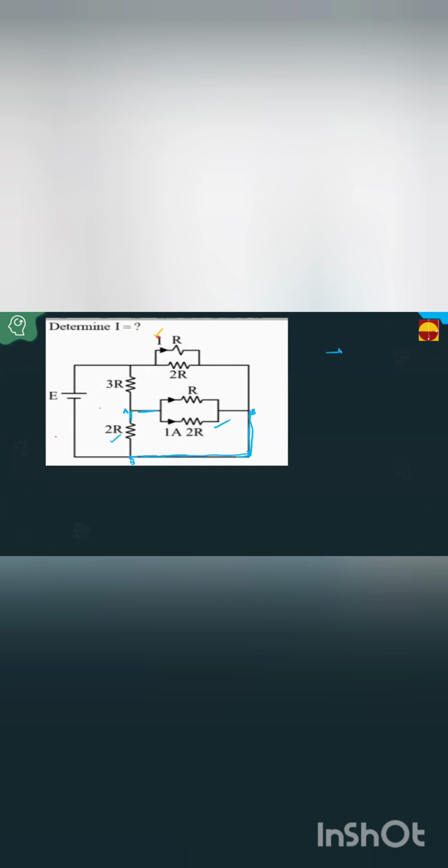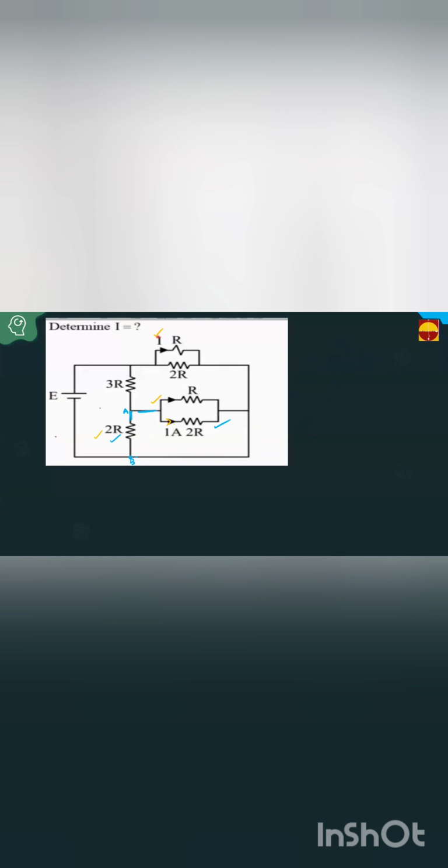See, for example, this is one resistance, this is one resistance. Let this be point A and this be point B. These are connected at A and these are connected at B. Means these two resistances are which ones? Parallel. Here also, this combination is the parallel combination. Understand? This combination is parallel. Now tell us, friends, how much current is given here? 1 ampere.